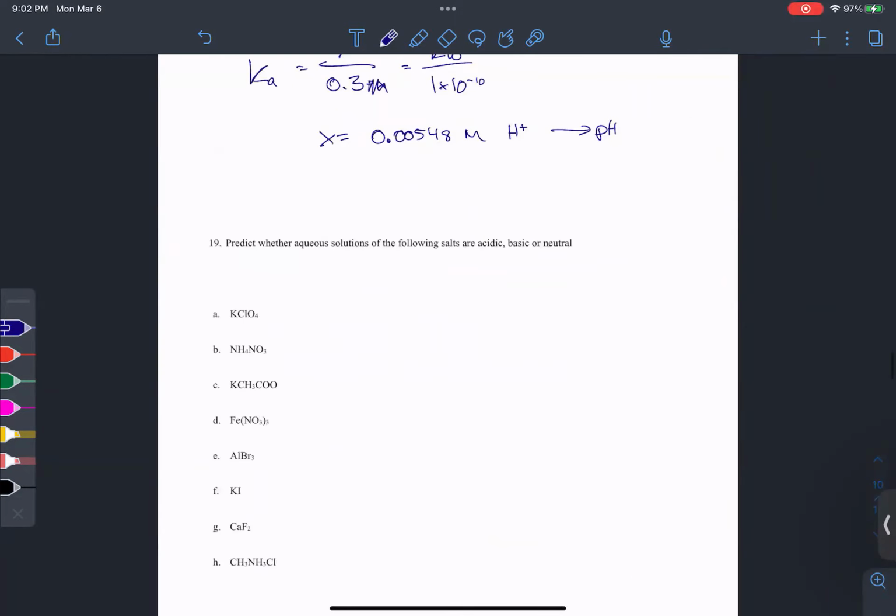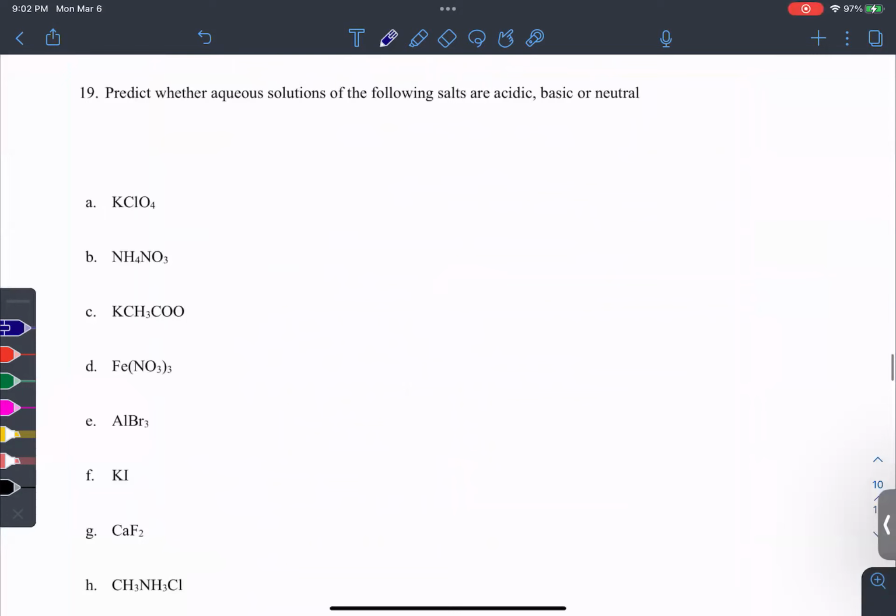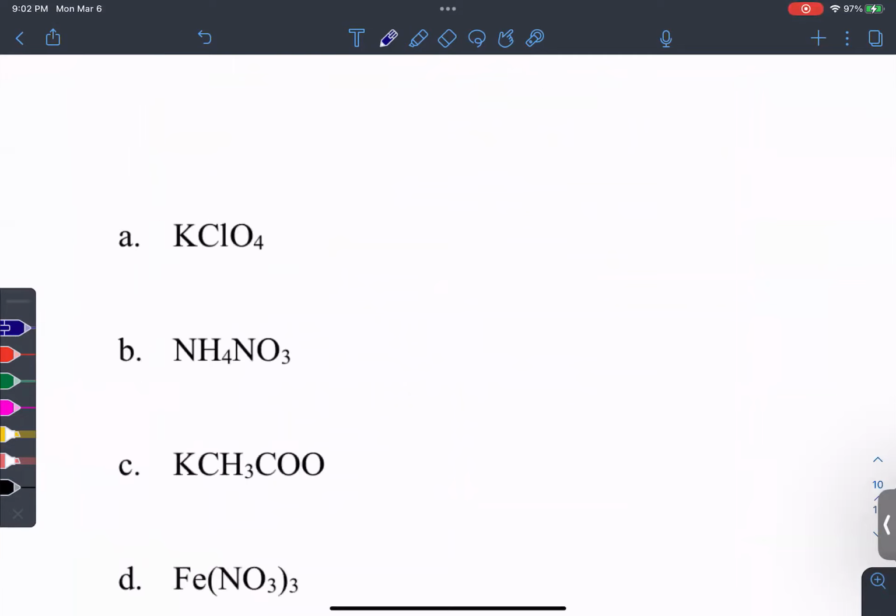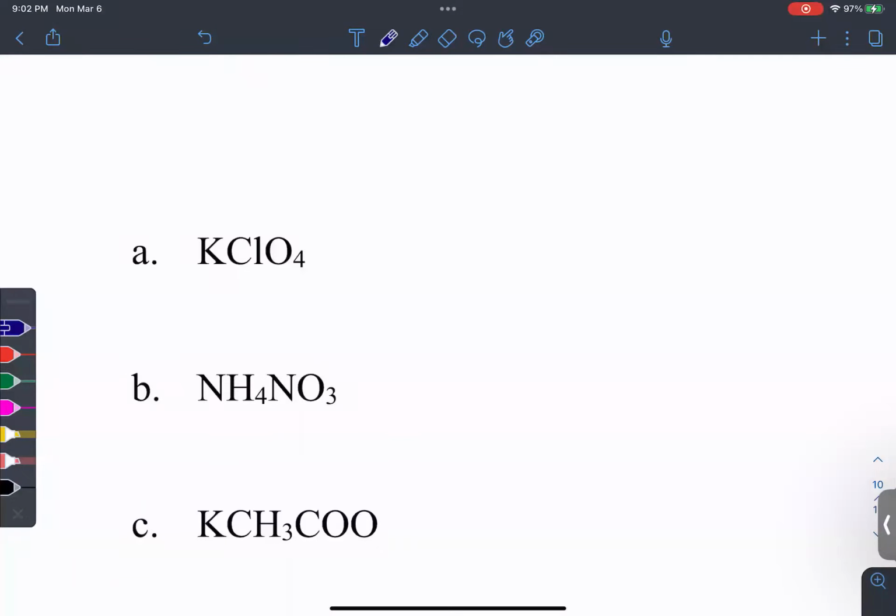perfect. Let's play a game. Let's predict whether these following salts are acidic, basic, or neutral. Right? Because remember, you laughed at me when I said, what is docwinic acid? And you said an acid. Okay, so maybe this will humble you. Okay, so here's some salts.